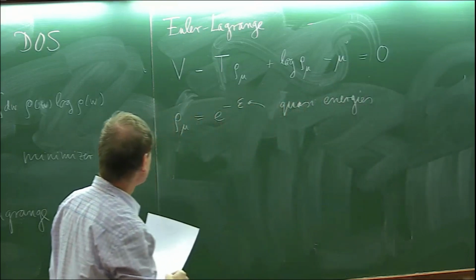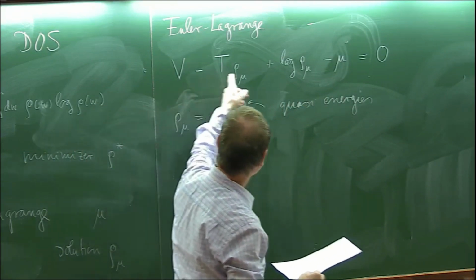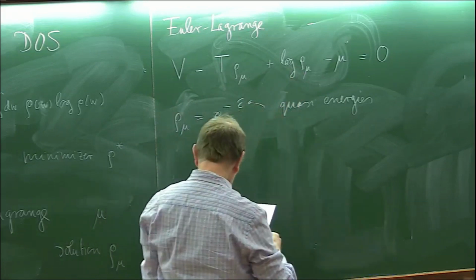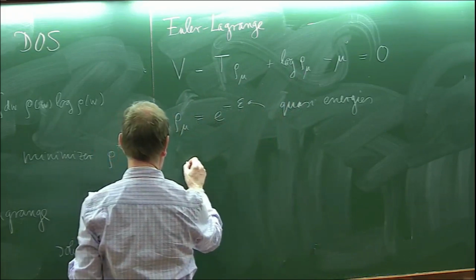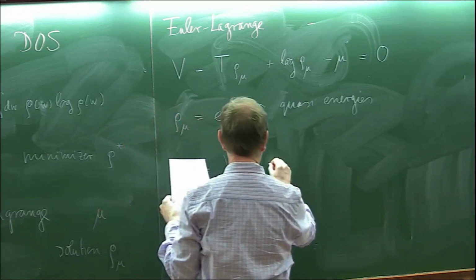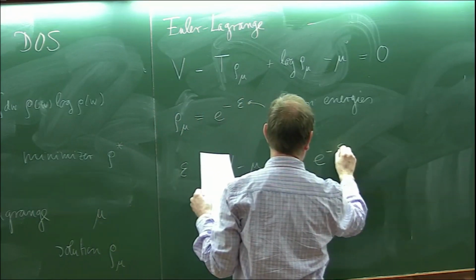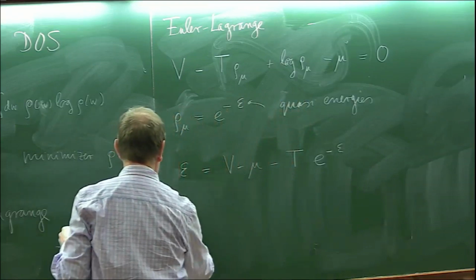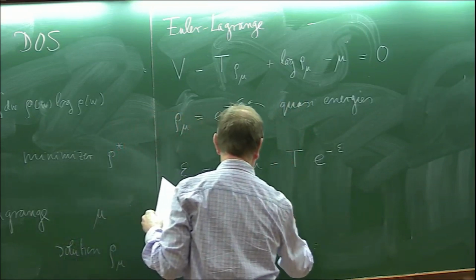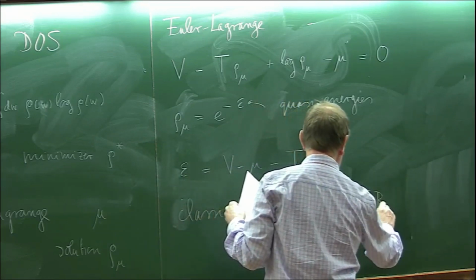Okay, and now, rather than writing it in terms of the rho mu, you can write it in terms of the epsilon. And this is a simple exercise because basically out of the log you get the epsilon. And when you do this, you get the equation, which is usually written as epsilon equal v minus mu, and then there's minus t, and now this operator acts on this exponential function e to the minus epsilon. Okay? And that's the classical analog of what people call the thermodynamic Bethe-Ansatz.